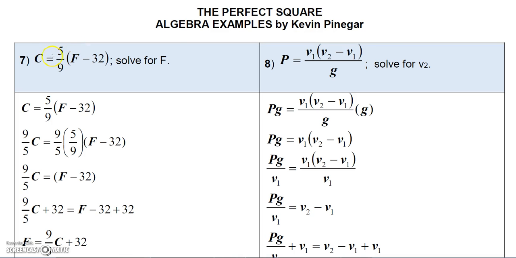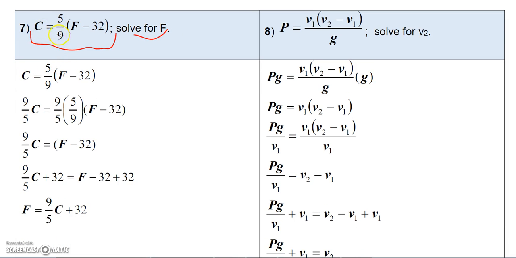Now you'll probably recognize this one if you've ever taken a physics class or science class. This is the formula that converts Fahrenheit to Celsius. But what if we wanted a formula that converted Celsius to Fahrenheit? Well, then we could solve this formula for F. Now, since I want to solve for F, what I'm going to do first is get rid of this fraction.